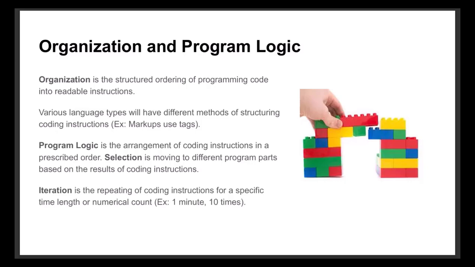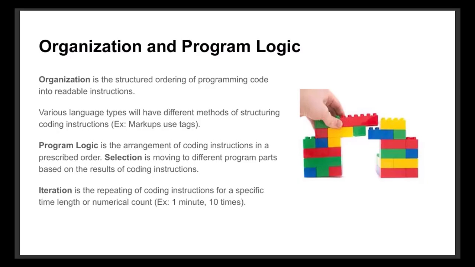You also want to be familiar with the term iteration. Iteration is a feature in our programming code where we repeat coding instructions. We will set a specific time length or numerical count to repeat a set of coding instructions. We call each cycle through those programming instructions an iteration.